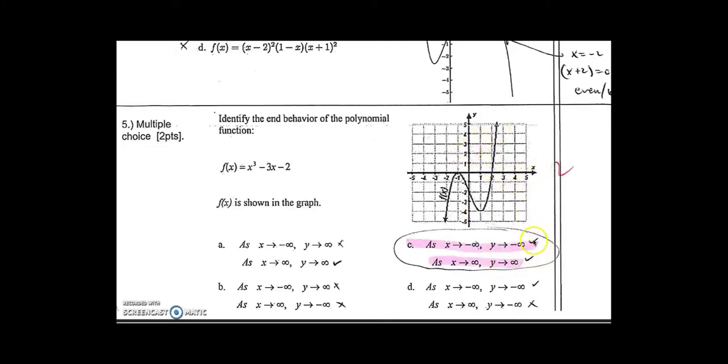That's correct. My checks are showing you that both of them are correct. So for example, A is incorrect because as x approaches towards the left, or negative infinity, this says going up, but my graph is obviously going down. That's why it's wrong. If I go towards the right, is it going up? That is correct. So notice I have an x in the check, but that's not correct. That would have been C. This side was 12 points, 2 points each, 1 point for name and period.